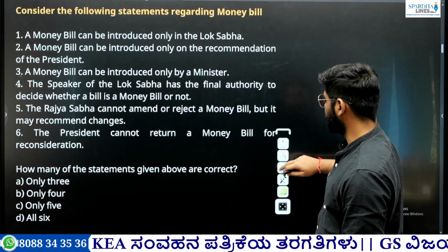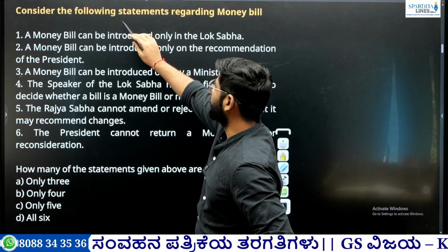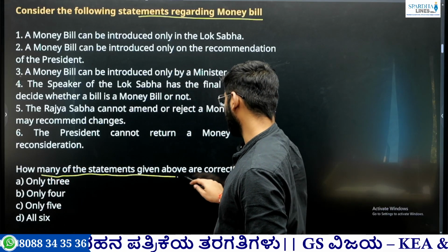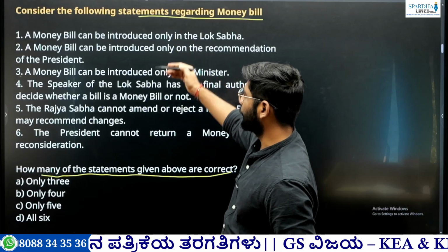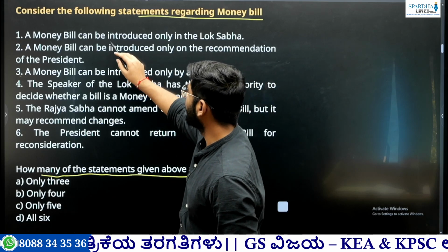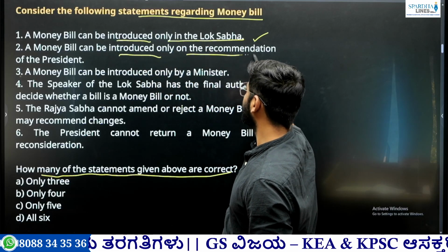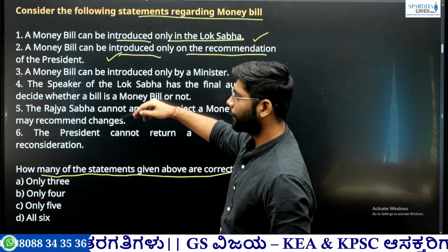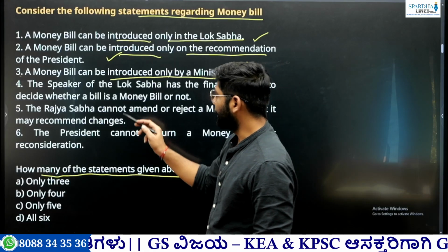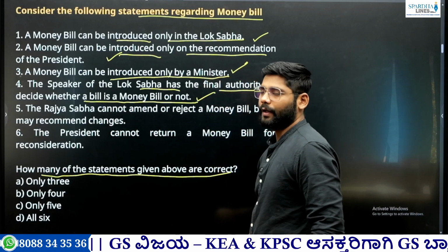So again, there are certain conditions. It is asking: consider the following statements regarding money bill. How many of the statements given above are correct? So which are the conditions the money bill needs to fulfill? First, the money bill can be introduced only in the Lok Sabha. Yes, just as I told. Then it should be introduced only on the recommendation of the President. Yes, just as I told. Then the money bill can be introduced only by a minister. Yes, correct. Then the Speaker of the Lok Sabha has the final authority to decide whether the bill is a money bill or not. Yes, the Speaker has the final authority.